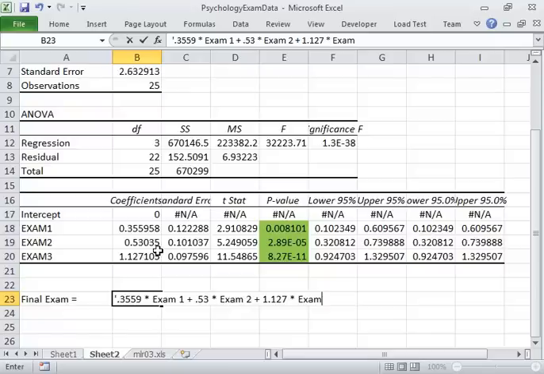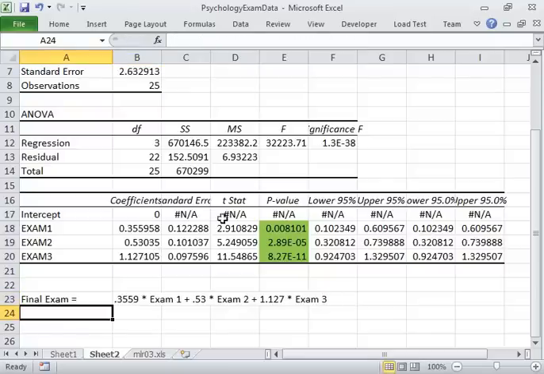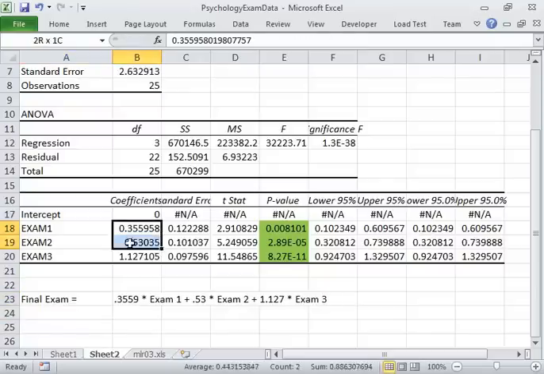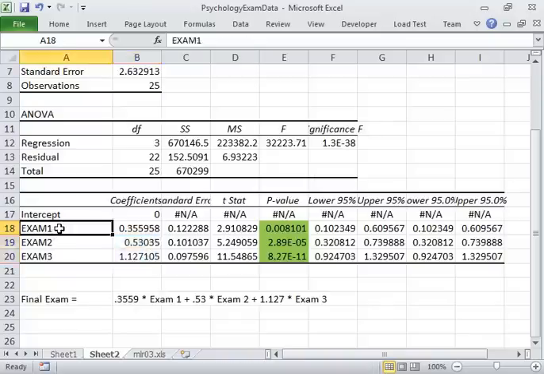Now, before we've talked about the p-values, and we've talked about how and what they mean, and we've talked about the coefficients, but we haven't talked about what they mean. Here we have 3 coefficients for 3 different variables, our exam 1, exam 2, and exam 3 scores. The coefficient for exam 1 is 0.35, the coefficient for exam 2 is 0.5, and the coefficient for exam 3 is 1.12, which means that exam 2 contributes more to the final exam grade than exam 1, and exam 3 contributes more to the final exam grade than both of the other 2.